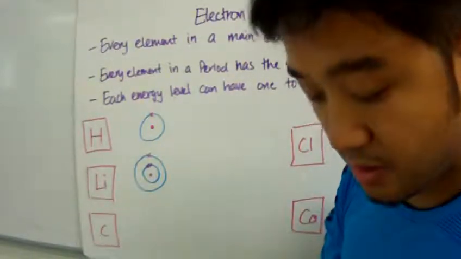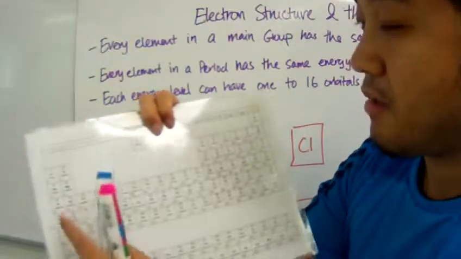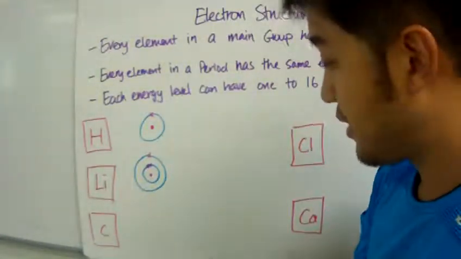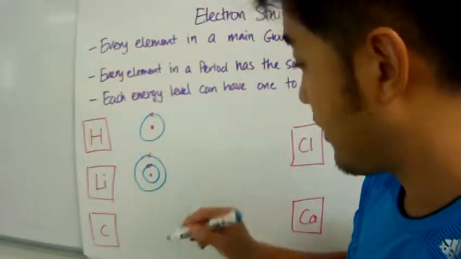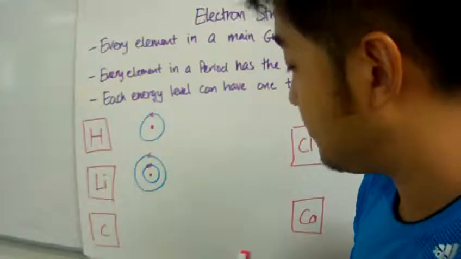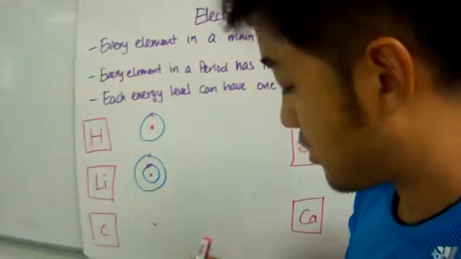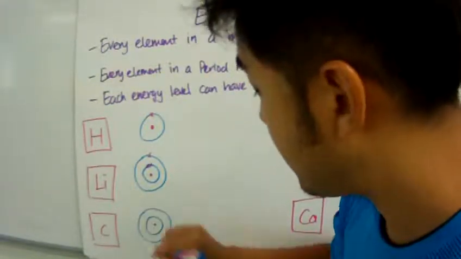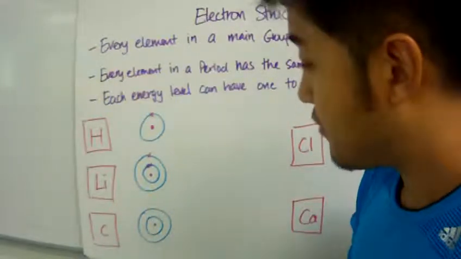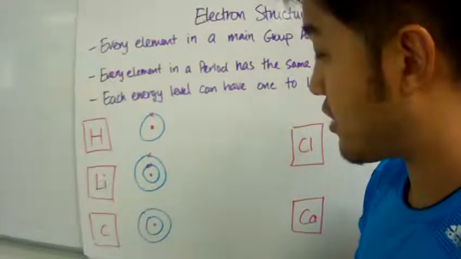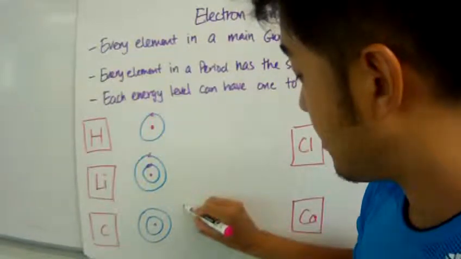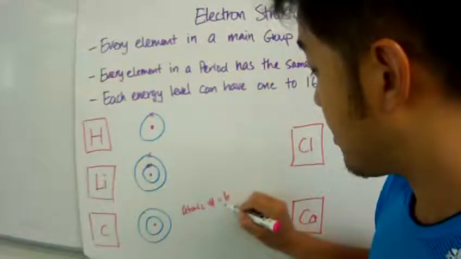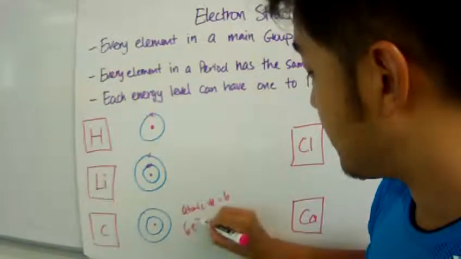Carbon is also on the second period, right? But it says group 4. Group 4. So let's draw the nucleus of carbon, and it has two periods, so it has two energy levels. The first two energy levels, it has an atomic number of 6, all right, atomic number is 6. So it has 6 electrons, okay?